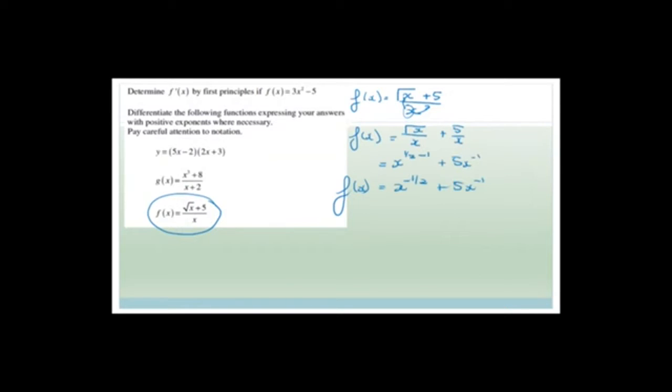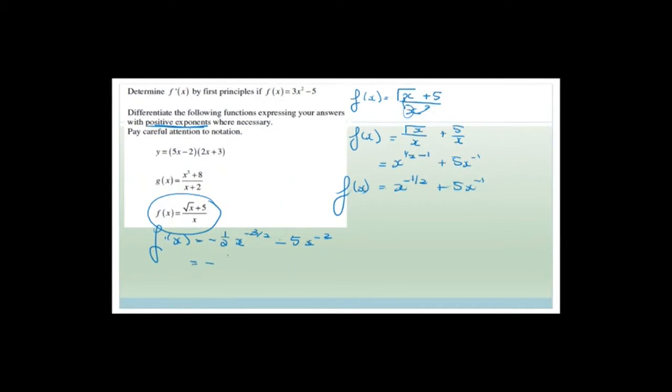Okay, so f dashed of x is equal to, you take the minus half to the front, it becomes minus a half, x to the minus half minus 1 is minus 3 over 2. Minus 5, because when you take that across, it becomes a minus. Minus 5, x to the negative 2. Remember they said they want to answer in positive exponents. So can you leave your answer like this? No, you can't.